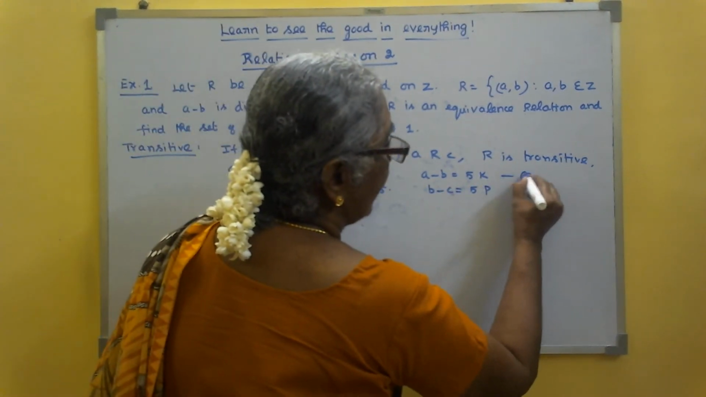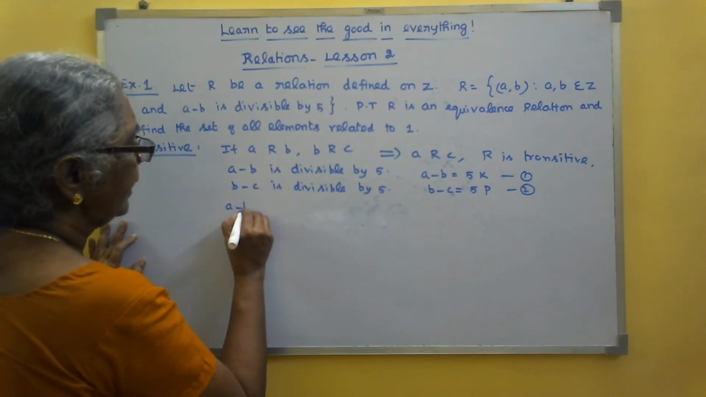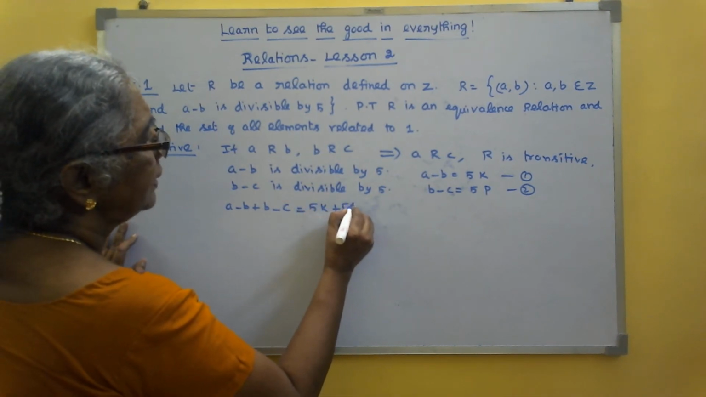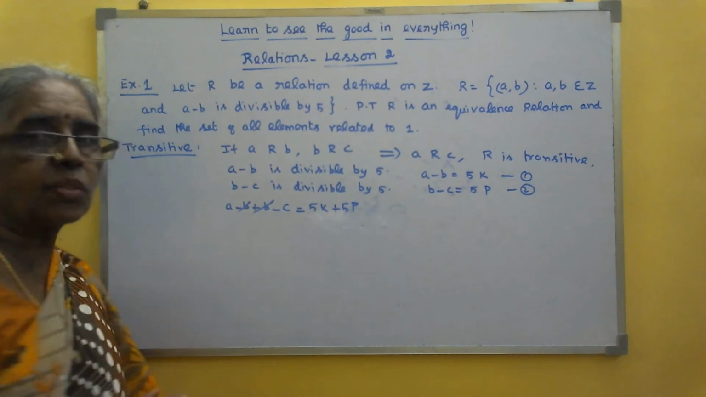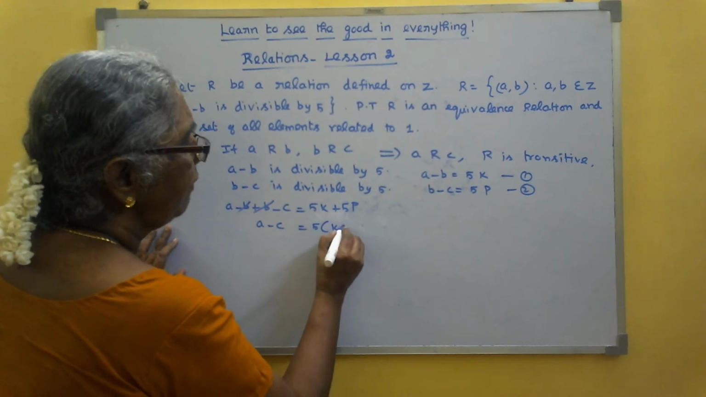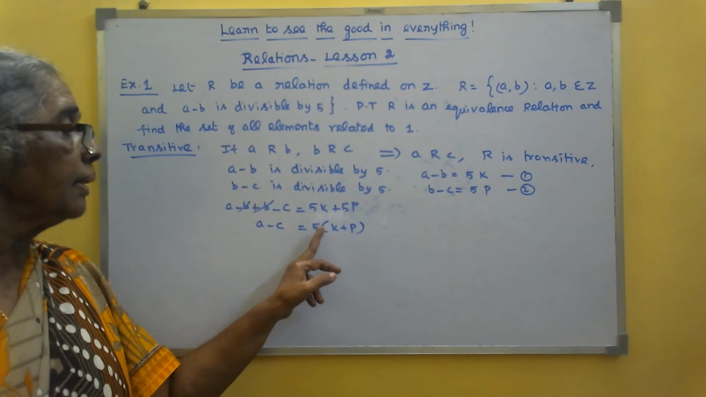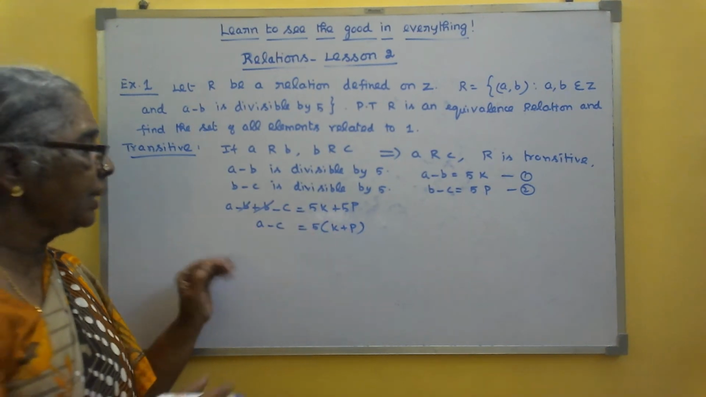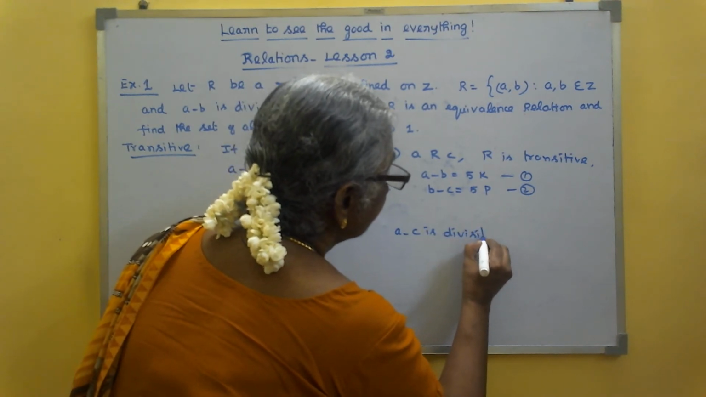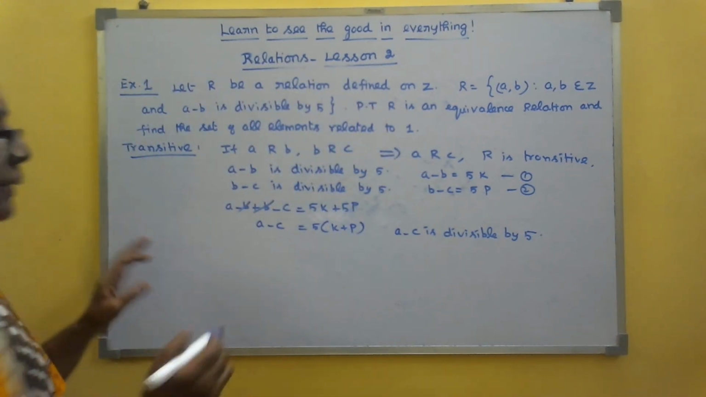Right. Now I will add these two. I will call this 1 and this 2. I am going to add 1 and 2. So what will I get? I will get A minus B plus B minus C is equal to 5k plus 5p. Minus B plus B will get cut. So here I will get A minus C, that is equal to 5 into k plus p. So A minus C is some constant into 5. That means A minus C is divisible by 5. Therefore, R is transitive.